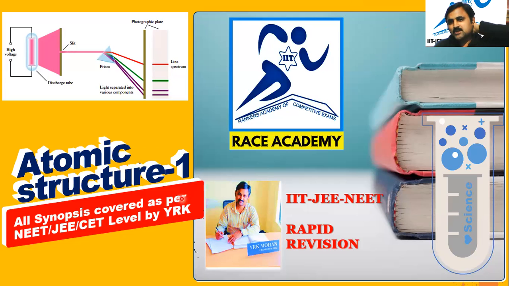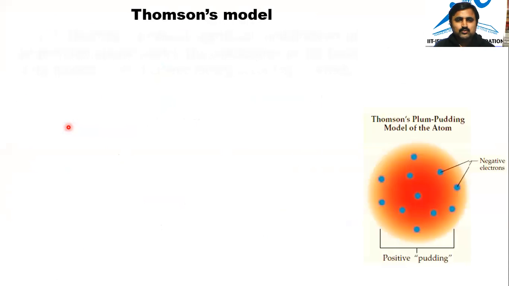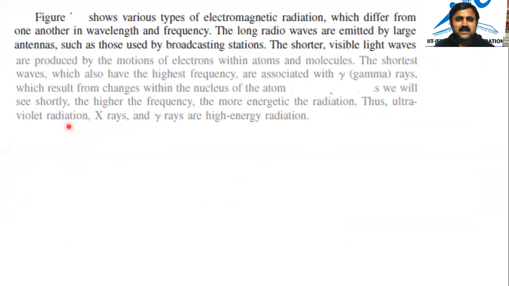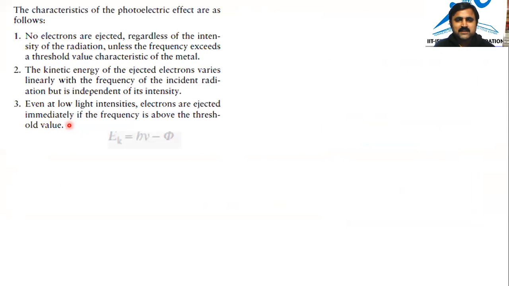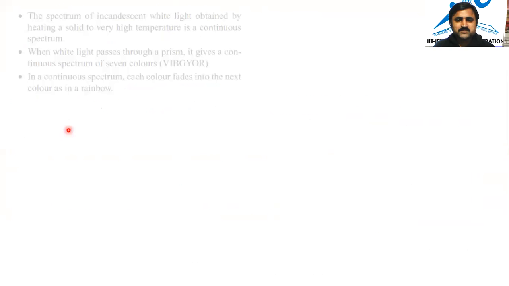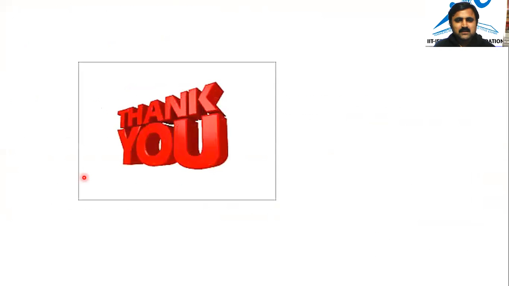We have discussed atomic structure number one in the last class, and in the present session, we are going to start atomic structure number two. This is all what we have discussed in the last session: quantum theory, photoelectric effect, as well as the spectrum, and all these things.